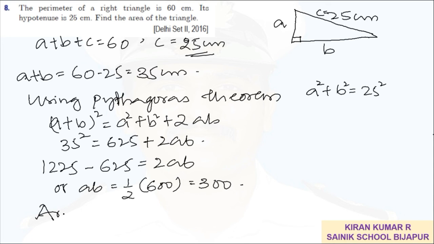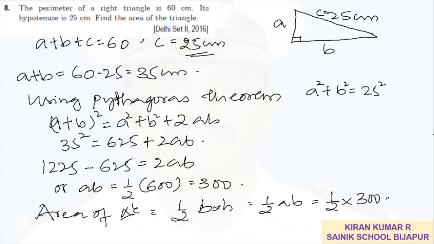Here area of triangle is half base into height. In this case it is half ab. So we have found ab value. So half ab is half multiplied to 300, which is 150 centimeter square.